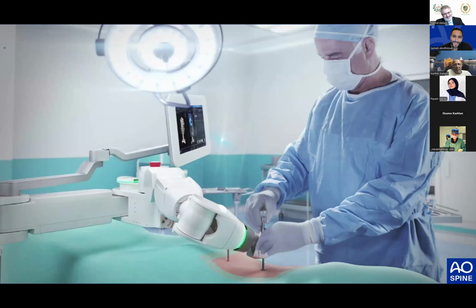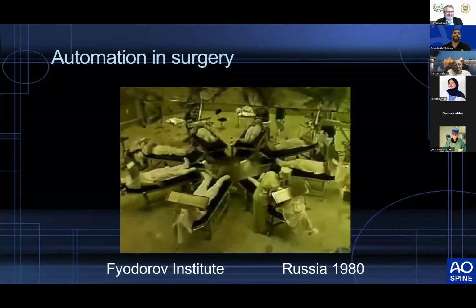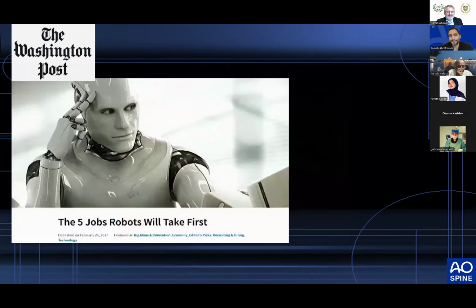But if we think of the concept of automation in surgery in general, it's a very old concept. This is a picture taken from the Fyodorov Institute in Russia, the number one center in the world for ophthalmology. And you can see here, back in 1980, the surgeons were sitting in a circle and the patients were rotating, to be able to help more patients with cataract surgeries instead of the surgeon moving from one room to another or from one bed to another to operate on those patients. So it's a very old concept in surgery in general.